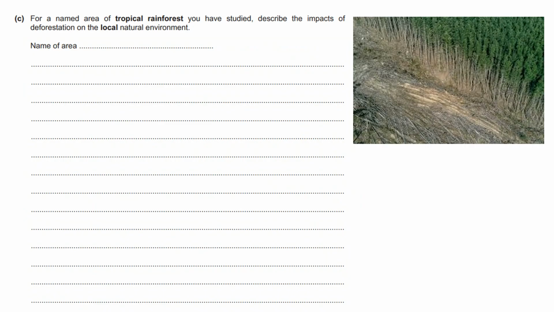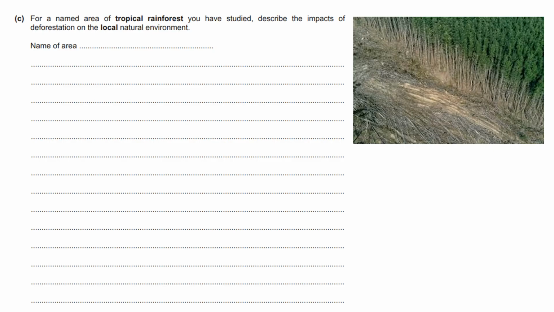Then lastly, the case study. They said, for a named area of tropical rainforest you have studied, describe the impact of deforestation on the local natural environment. So take note, sometimes you tend to miss the core content here. What the question is asking for is the natural environment. So everything that has to do with social, economic, you should try as much as you can to avoid it, because you will just write a whole lot, but there will be no mark attached to it.